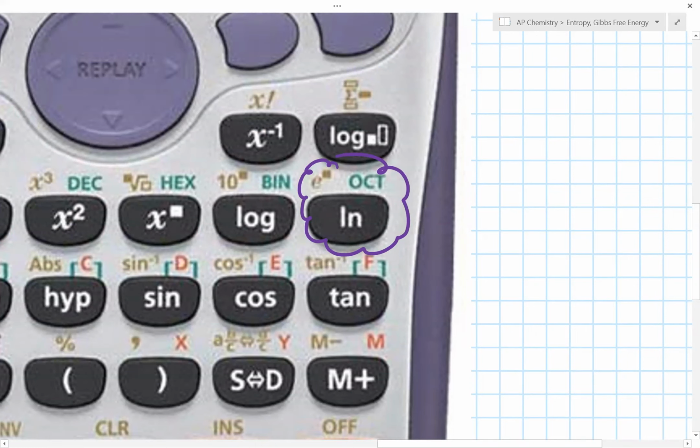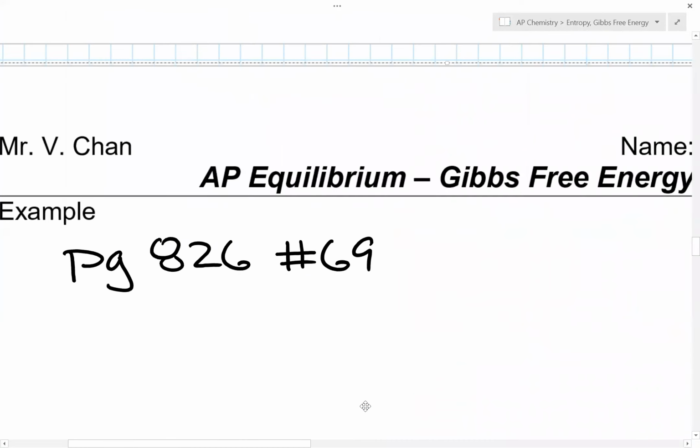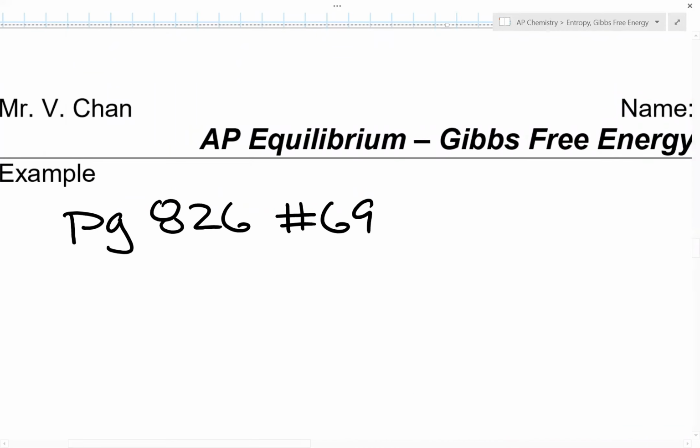So let's give you an example here. I want to take a look on page 826. I want to look at question number 69. Okay, so if we look at 826, question number 69, it says one of the reactions that destroys ozone in the upper atmosphere is NO plus O3 gives you NO2 and O2. Using the data from Appendix 4, calculate the delta G and the K at 298 kelvins for this reaction.